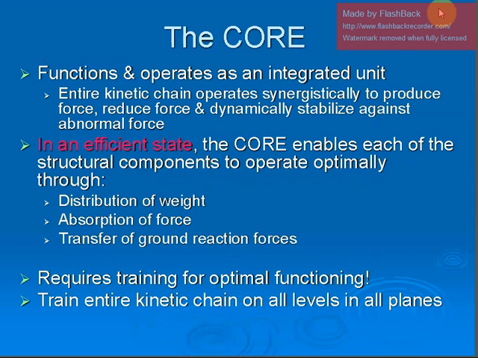Now the core functions and operates as an integrated unit. The entire kinetic chain operates synergistically to produce force, reduce force and dynamically stabilize against abnormal forces. In an efficient state, the core enables each of the structural components to operate optimally through distribution of weight, absorption of force, and transfer of ground reaction forces. So it requires good training for optimal functioning of the core, and in the training the entire kinetic chain is trained on all levels in all planes.